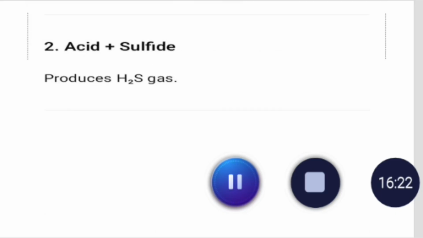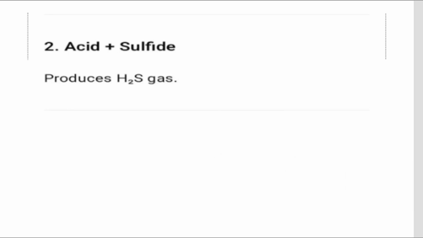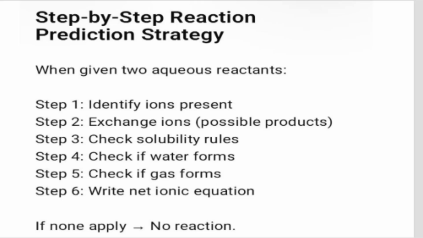So let's go ahead and try to do this one. The first step is always to identify the ions present. Then exchange ions to form the possible products. Then the third step is to check solubility rules that I've said previously. Check if water forms, if a gas forms, then write the net ionic equation. So if none apply, then there is what? No reaction.